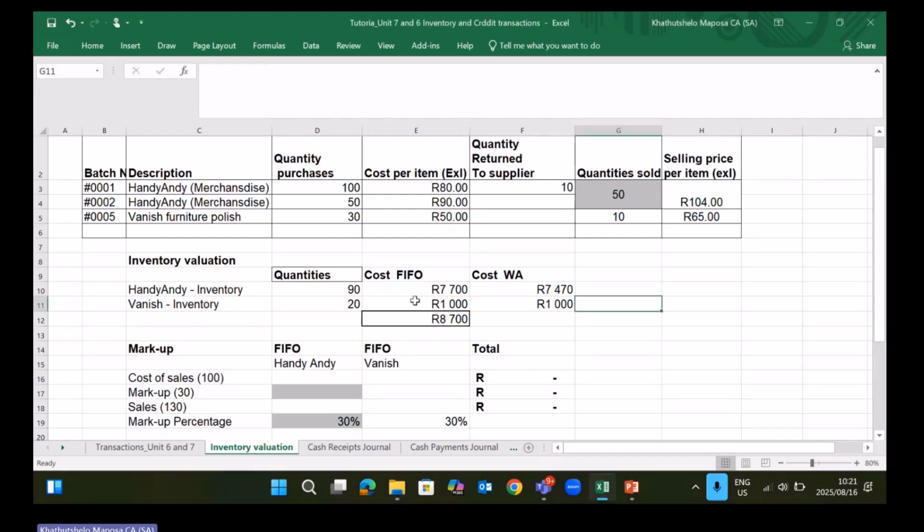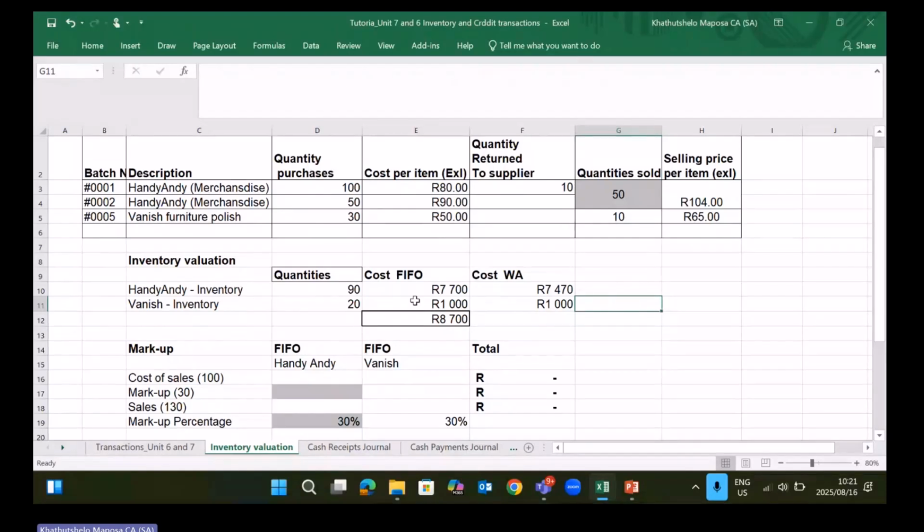Welcome back. I've demonstrated how the different inventory valuation methods work, of which we have looked at the weighted average and the first in first out. We didn't do last in first out, but it works slightly similar to first in first out. The only difference is that you will assume that the last units were sold first, but the calculations around it work exactly the same.